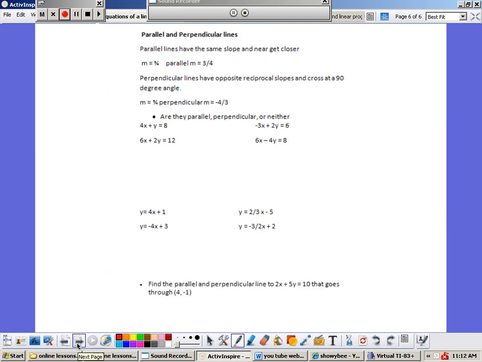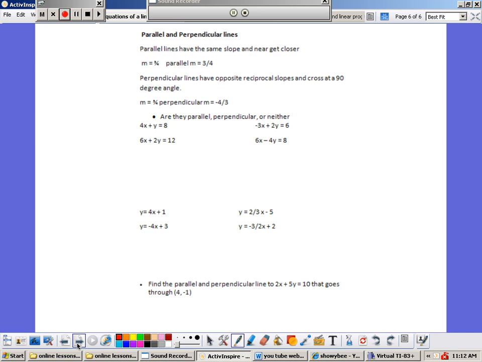Now, there are parallel and perpendicular lines. Parallel lines have the same slope, and they never get closer, which means that if I know I have a line that's parallel to another line and my slope is 3/4, the other line's slope is 3/4. It's important that you know that. And perpendicular lines, they cross at 90-degree angles.